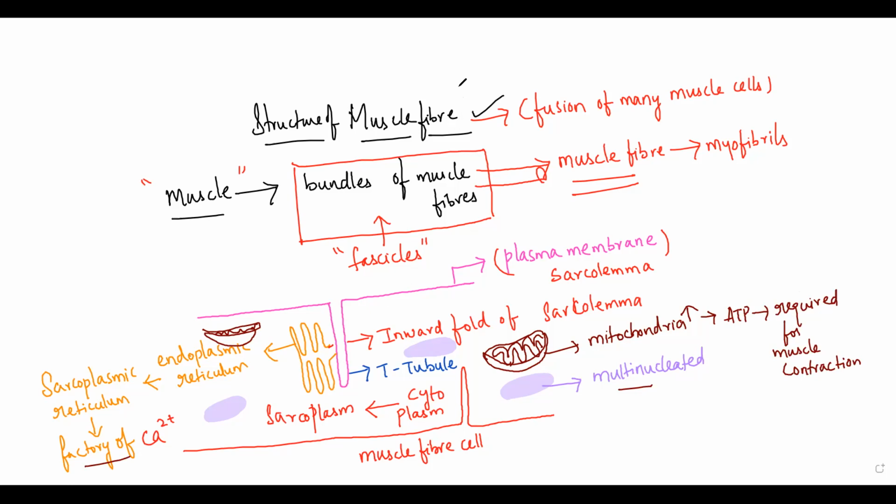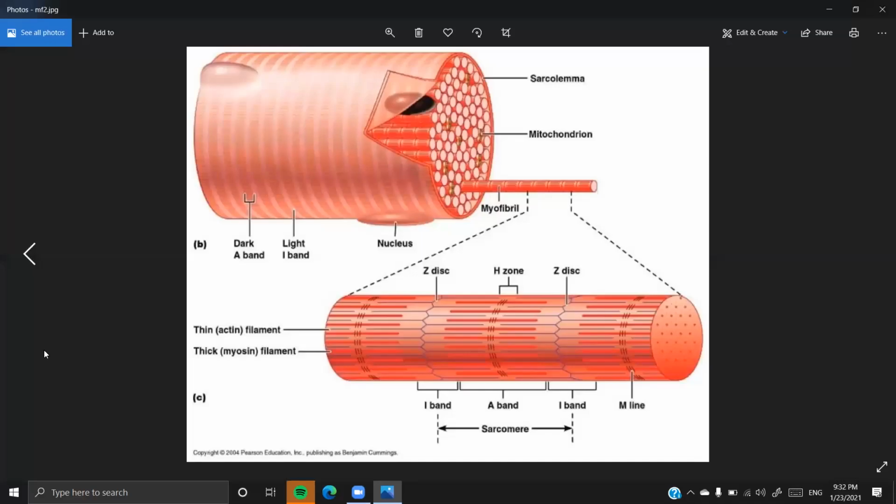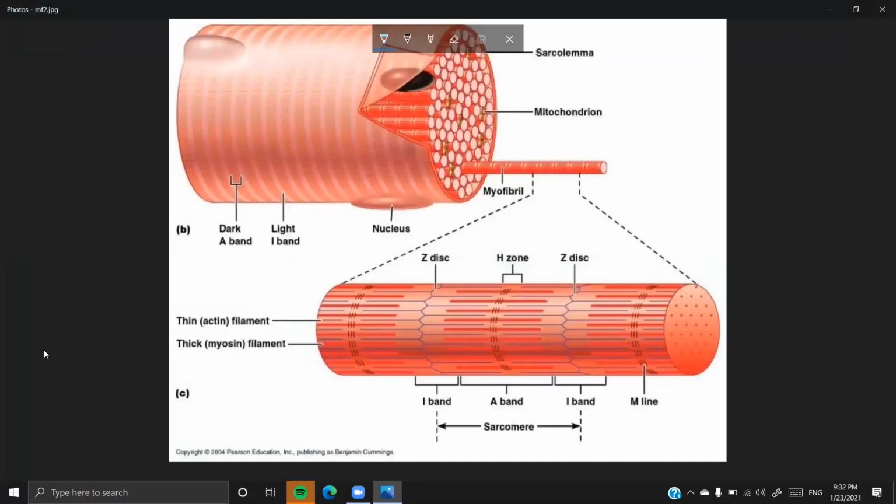Myofibrils. So let me show you these myofibrils, how they are present here. For that, I'll share one of the slides, which will give you detailed information regarding this, children. So this is one of the muscle fibers.